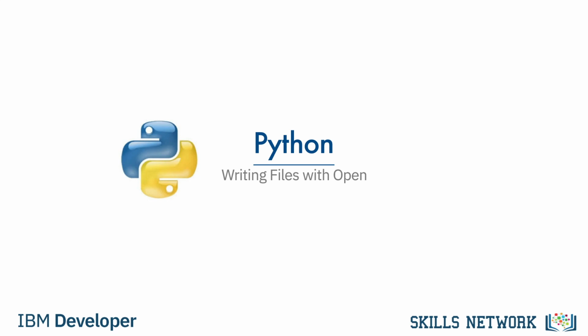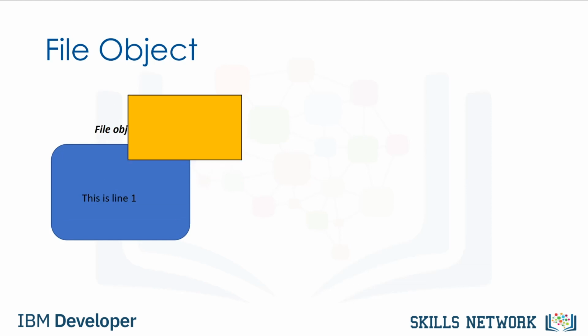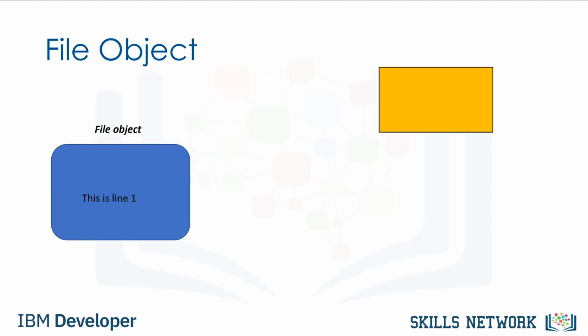We can also write to files using the open function. We will use Python's open function to get a file object, to create a text file. We can apply method write to write data to that file. As a result, text will be written to the file.